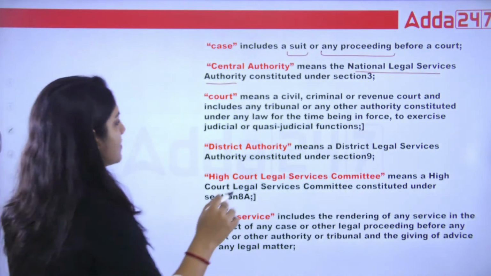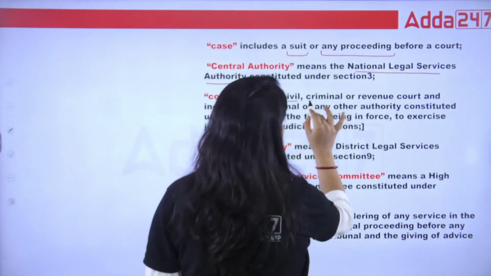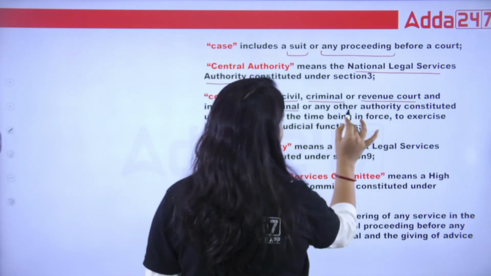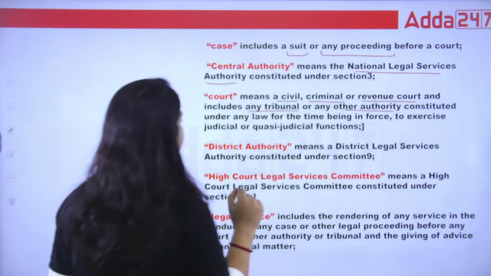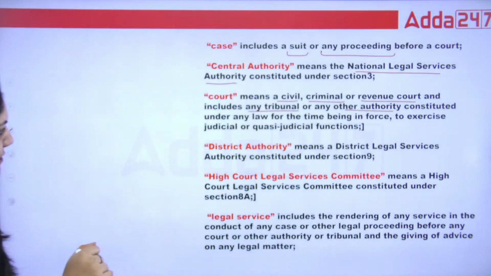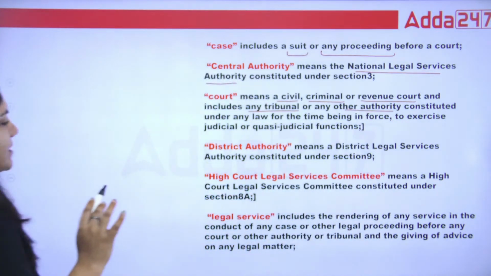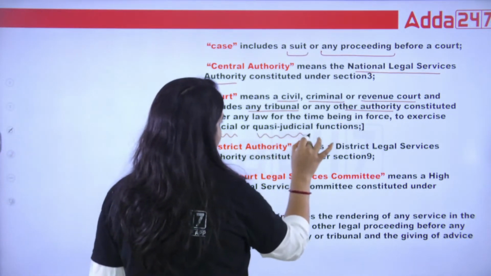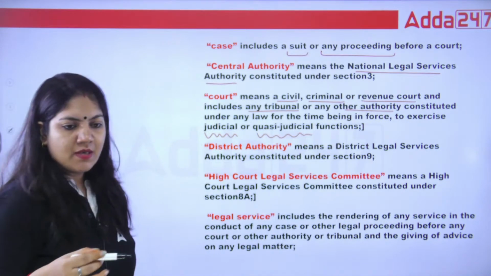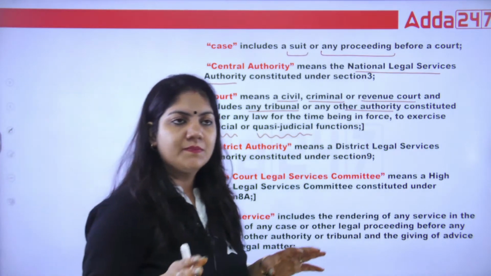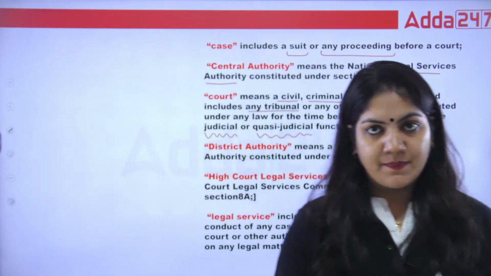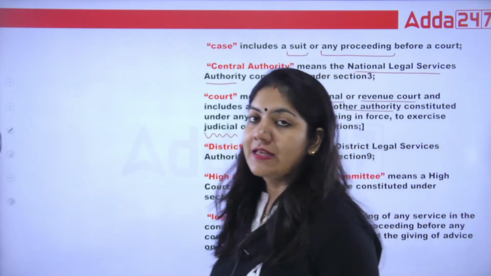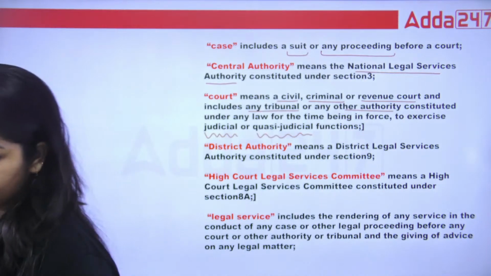What is court? Court means civil, criminal, revenue court, and includes any tribunal or any other authority constituted under any law for the time being in force. It may be judicial and quasi-judicial. So what are judicial functions? The functions followed by the particular court are called judicial, and the functions followed by the tribunal, Lok Adalat, are called quasi-judicial. That's it.